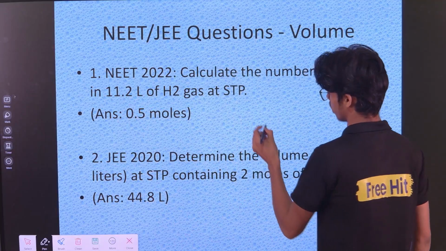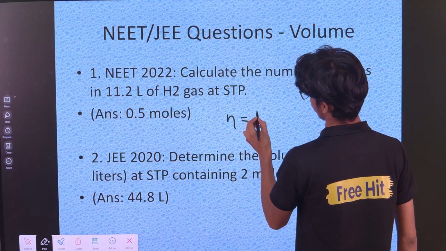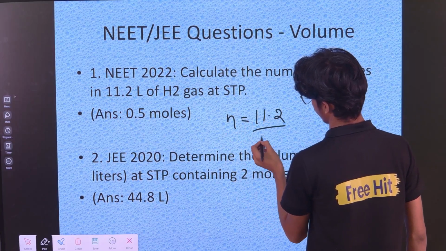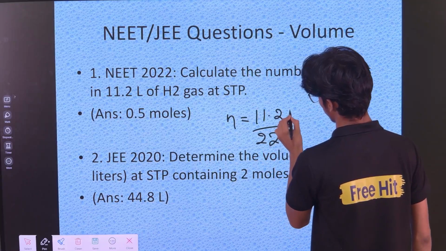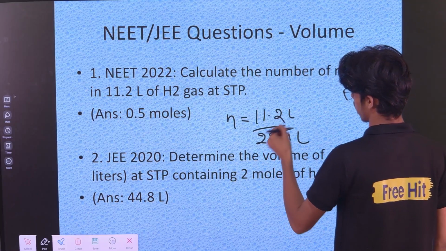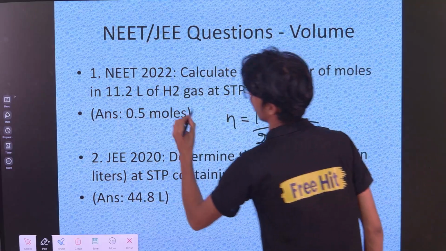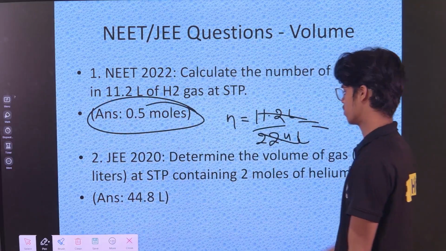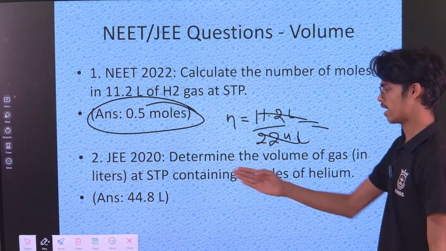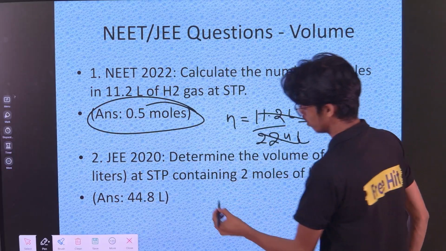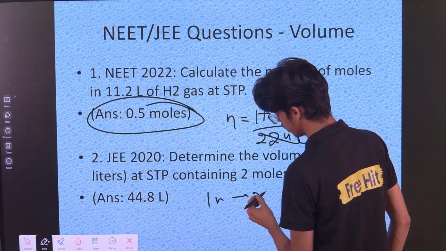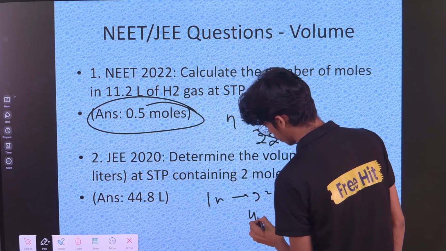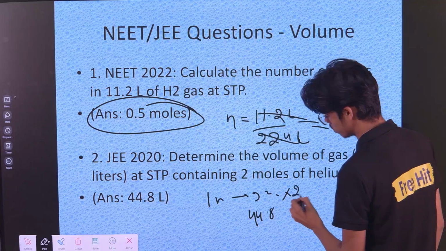Number of moles. So how do we calculate number of moles? Given volume upon 22.4 liter. Given volume is also in liter, so liter will cancel out and you will get half mole. Simple. Again, determine the volume of gas at STP containing 2 moles. So 1 mole is 22.4 liter, 2 mole is what? 44.8, multiply by 2. Simple, na?